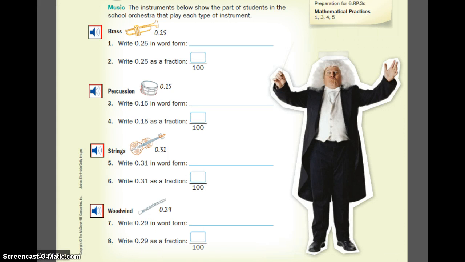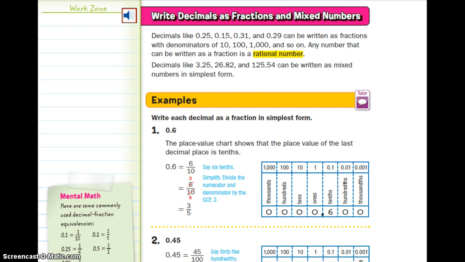All right, turn the page. All right, so before we start this lesson, I want to talk about rational numbers again, just so that we can remember what they are. So everybody write rational numbers over here.